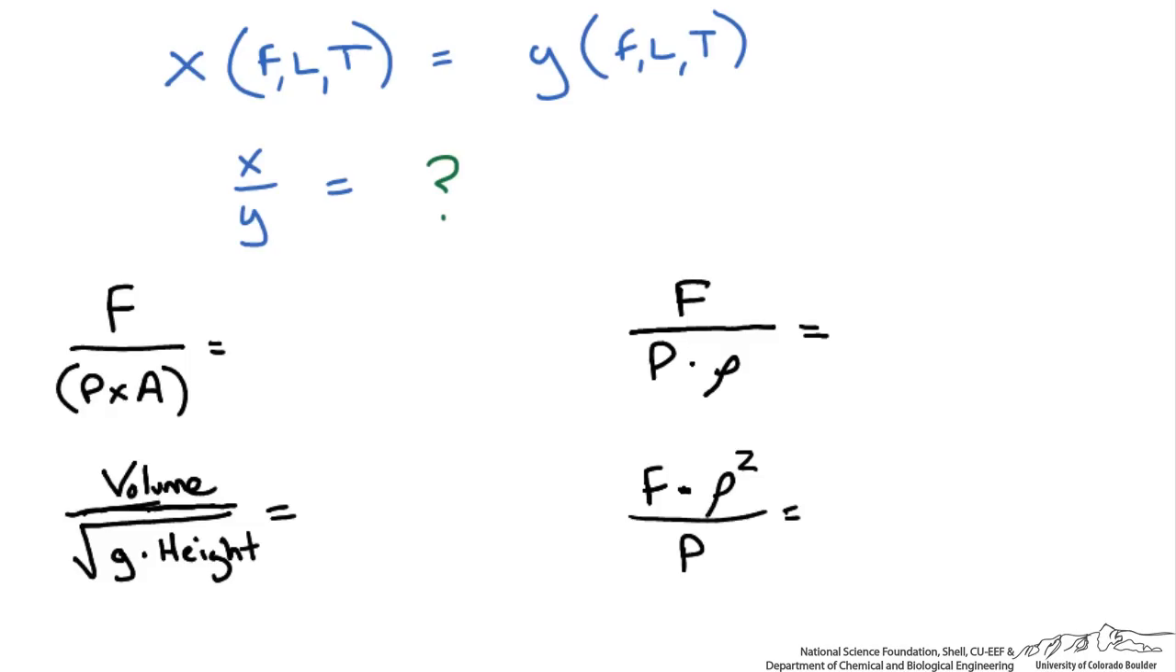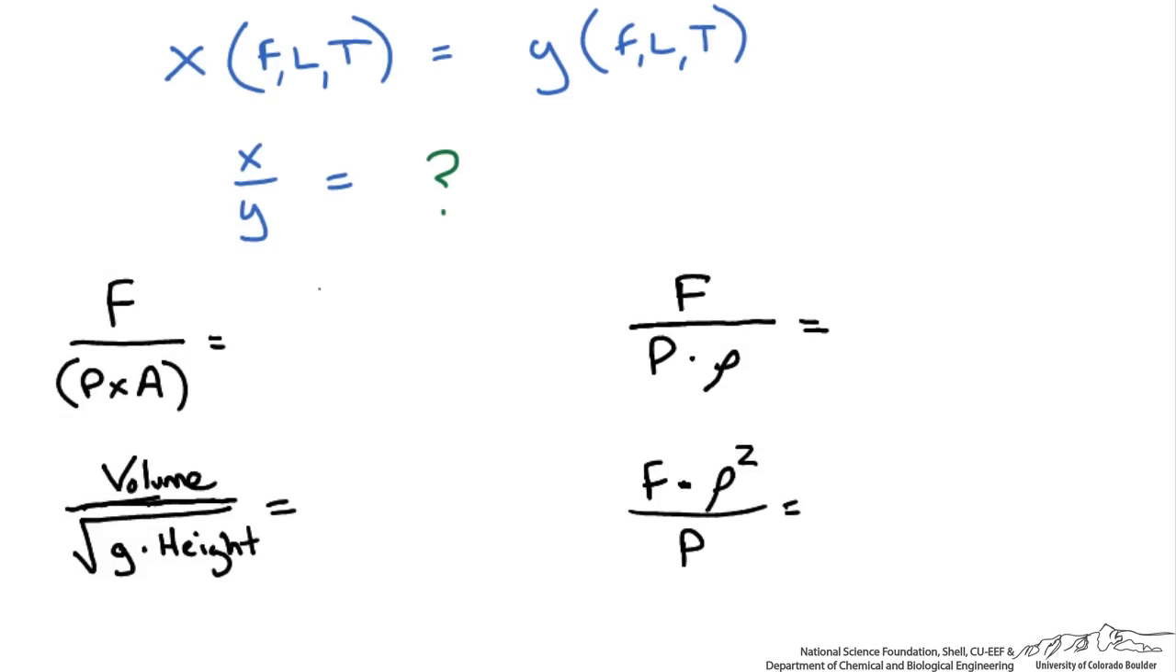Let's start with the first one. For simplicity's sake, we'll use the FLT system. So we could just write force, and we know pressure is equal to a force per area, and area is a length squared, and then this is going to be times length squared. So we can see here that the length squared terms cancel and the forces cancel, and this is going to be equal to 1 in this case. So this is a dimensionless number.